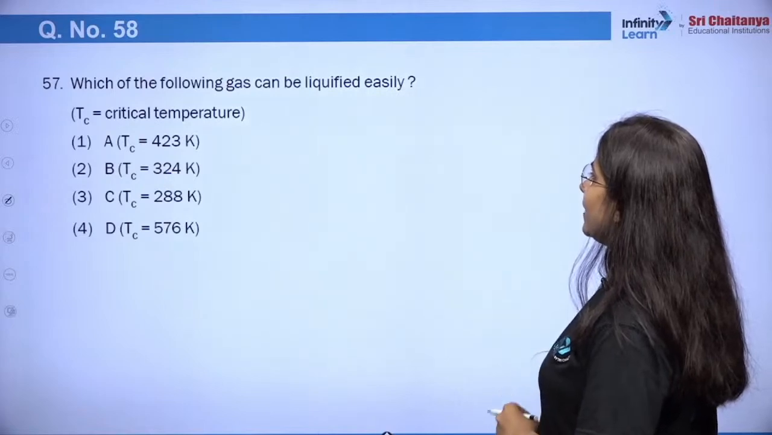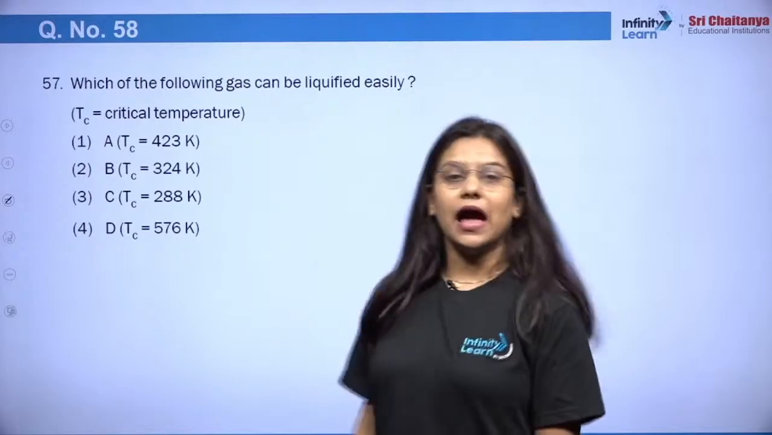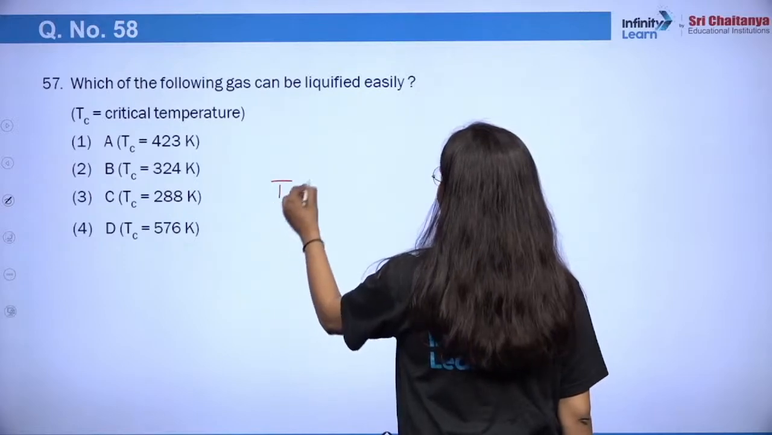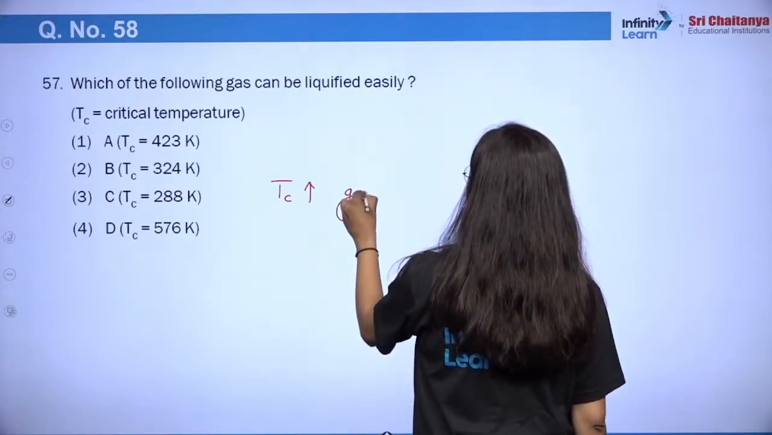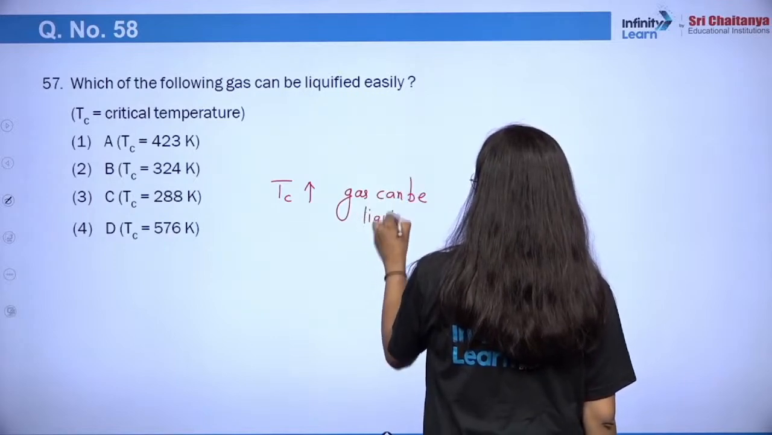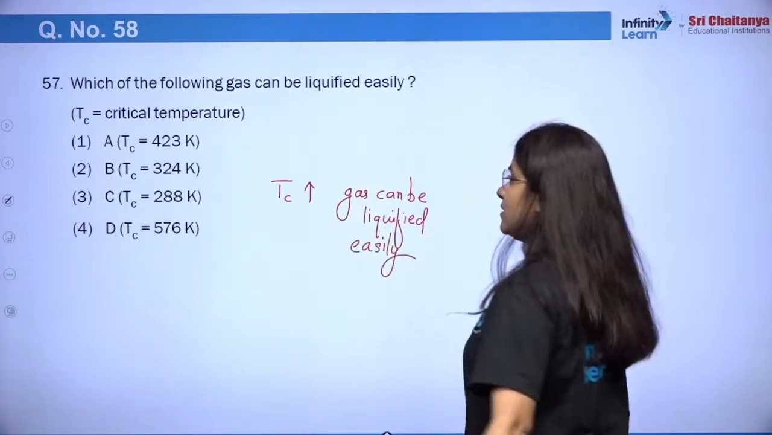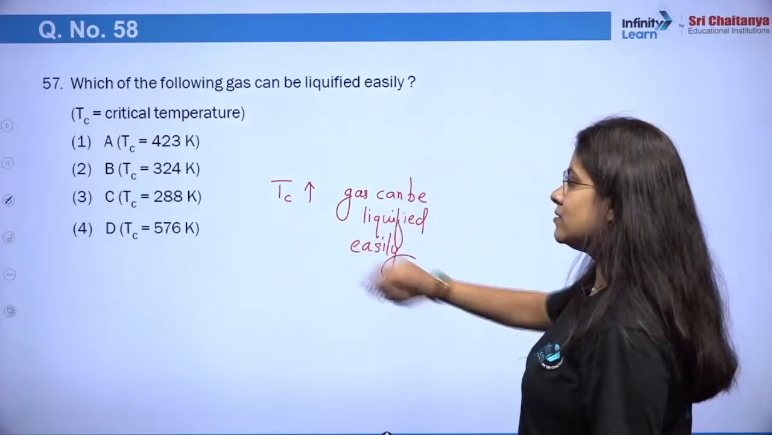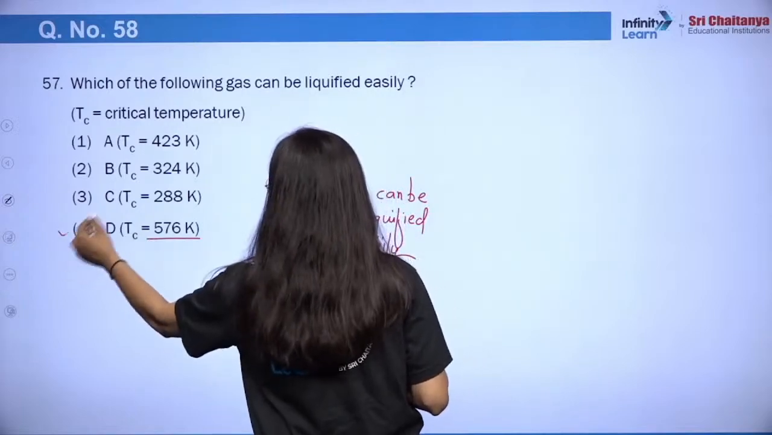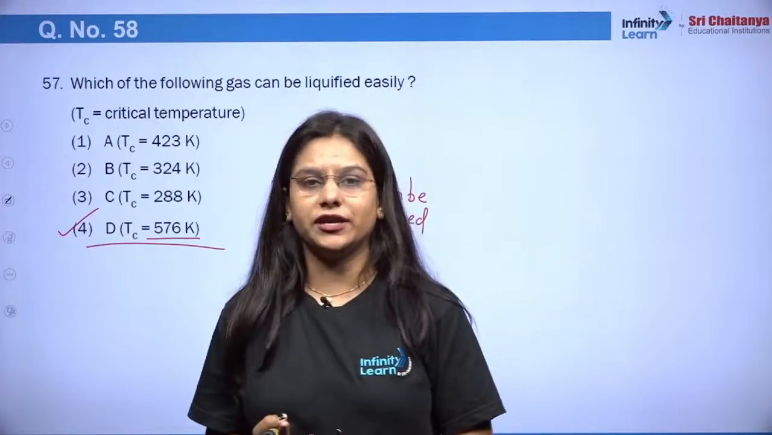Which of the following gases can be liquefied easily? We are given 4 gases A, B, C, D and the critical temperature is given. Now there is a relation: if the critical temperature is more, the gas can be liquefied easily. So out of these 4 gases, the one which has the highest temperature, 573 Kelvin, is D. So it will be liquefied very easily because it has the higher value of critical temperature.